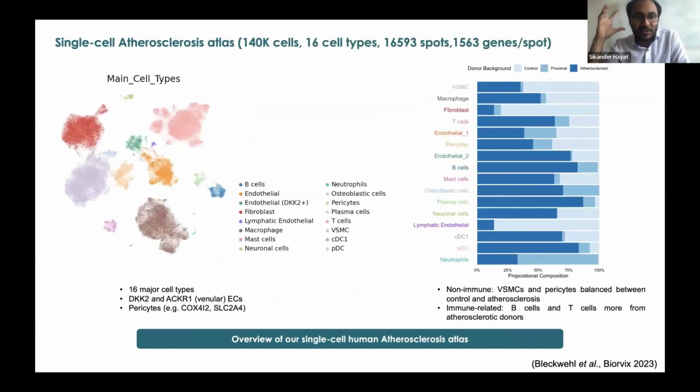On the left-hand side, you see this nice UMAP, again just a 2D representation of our integrated single cell atlas, where we identified 16 major cell types. We identified some subtypes of endothelial cells, and we also identified VSMCs and perivascular pericytes, which we will also talk about in the subsequent slides. On the right-hand side, we show the distribution of these cells in terms of where they are coming from, disease samples or from controls. For the non-immune cells, such as the VSMCs and pericytes, we saw a balance between the controls and atherosclerosis samples. Immune-related cell types were more present in the atherosclerosis donors, which I think is also expected.